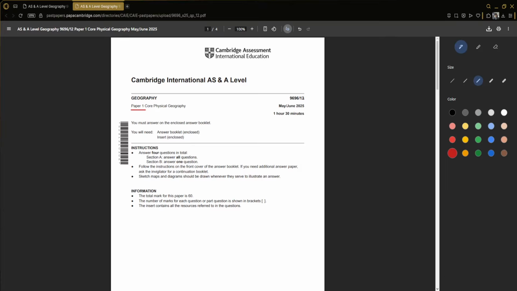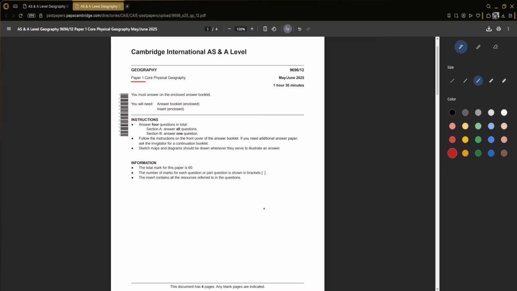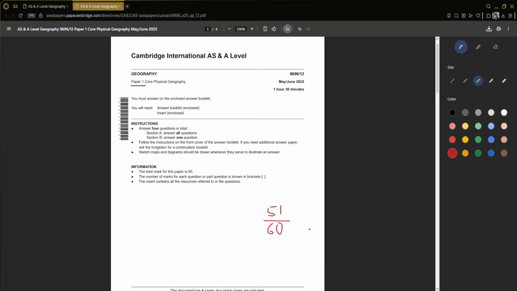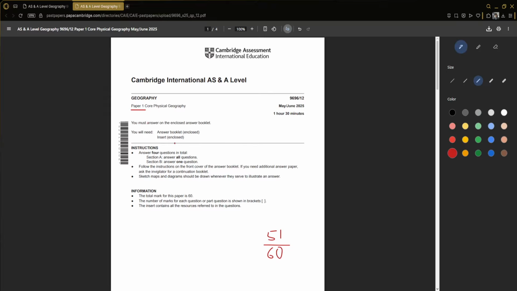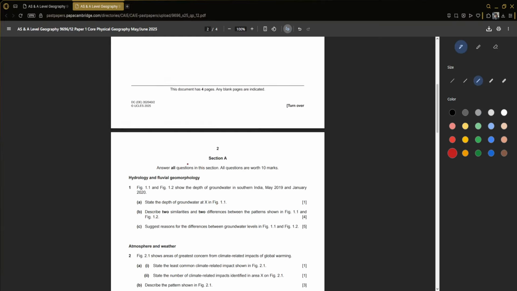So I did the second variant of May-June 2025, and for my physical paper I got 51 out of 60, which was enough to get me top in the world when you combine it with my human geography paper. So I'm just going to go through this paper, giving you some tips and tricks, how I approach the questions in the exam, and how you can improve, be better than me, and get full marks, essentially. So without further ado, let's get into it.